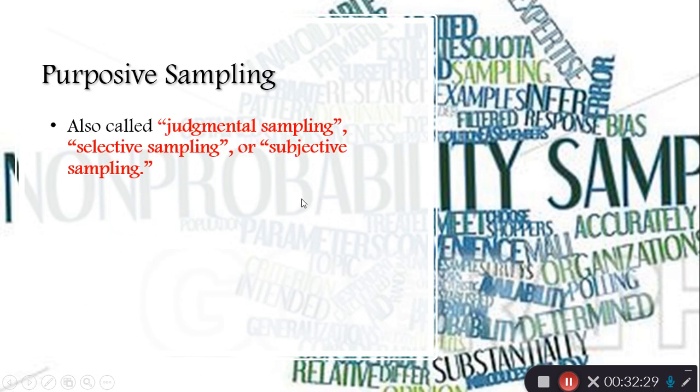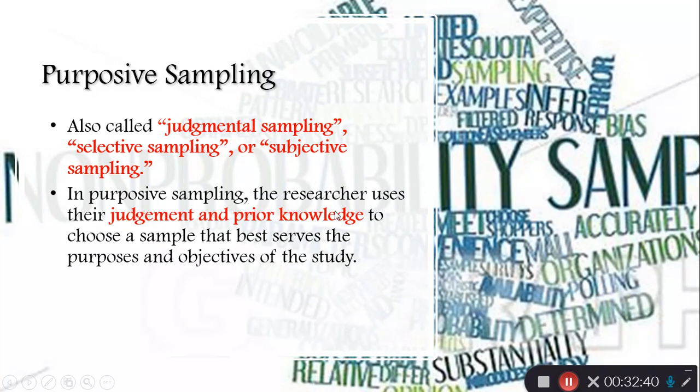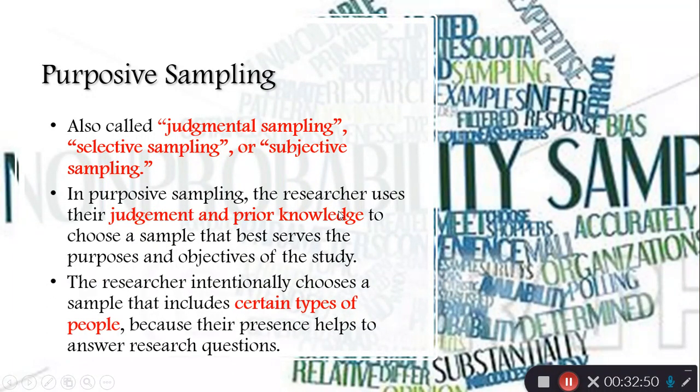So now we're moving on to purposive sampling. Purposive sampling is also called judgmental sampling, selective sampling, or subjective sampling. In purposive sampling, the researcher uses their judgment and prior knowledge in order to choose a sample that best serves the purposes and objectives of the study. The researcher intentionally chooses a sample that includes certain types of people because their presence helps to answer research questions.